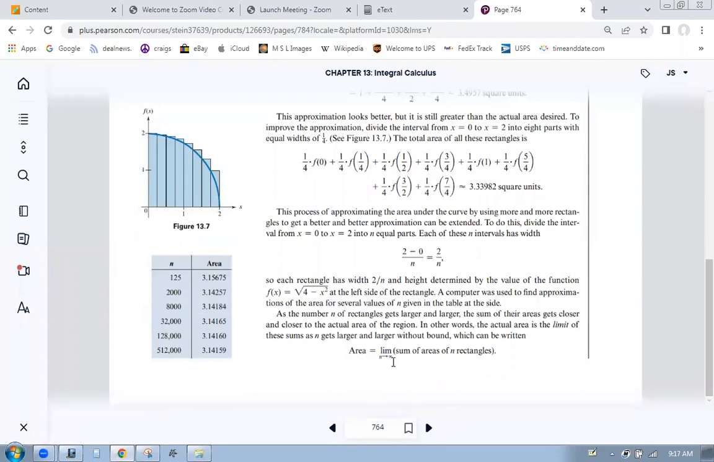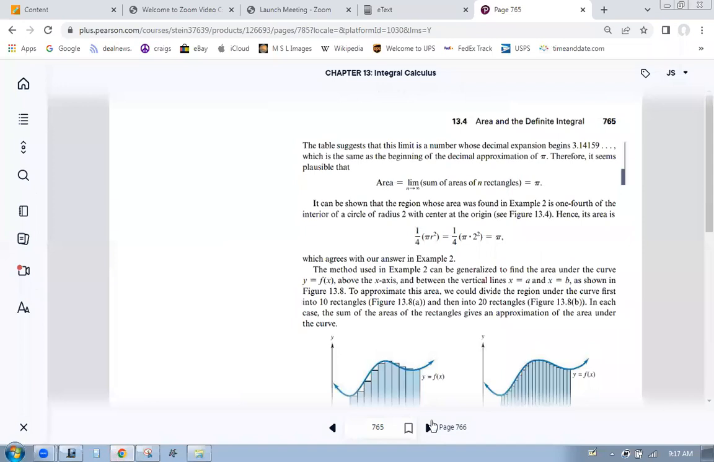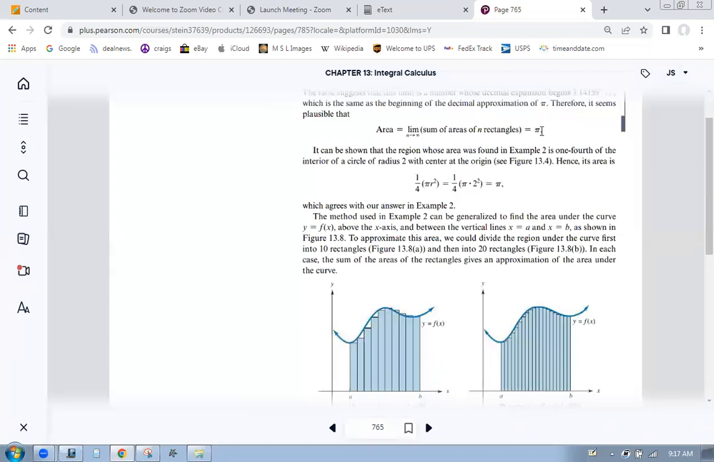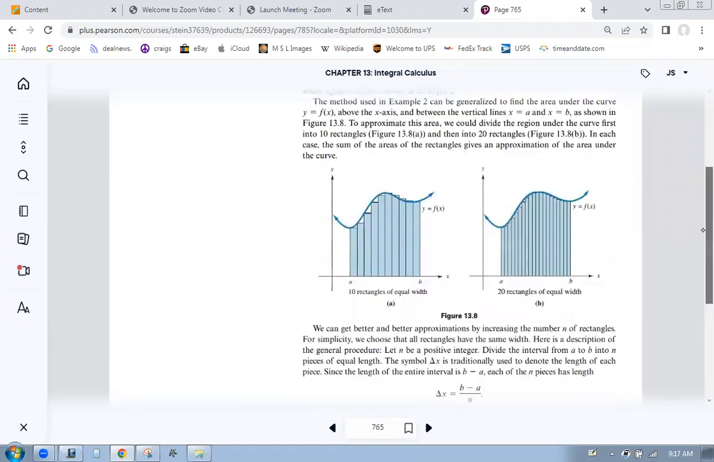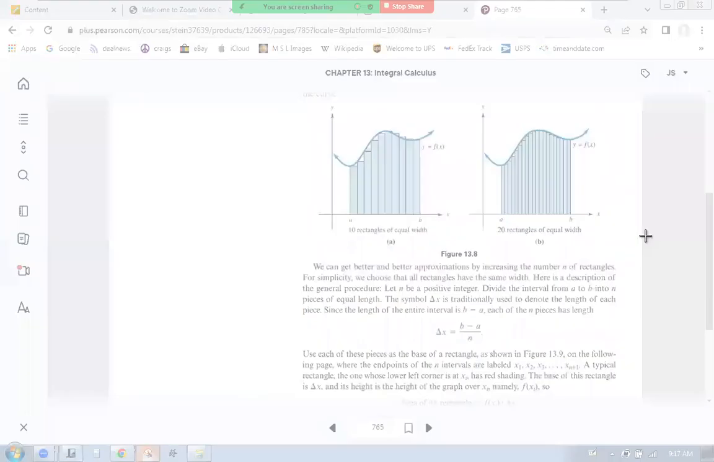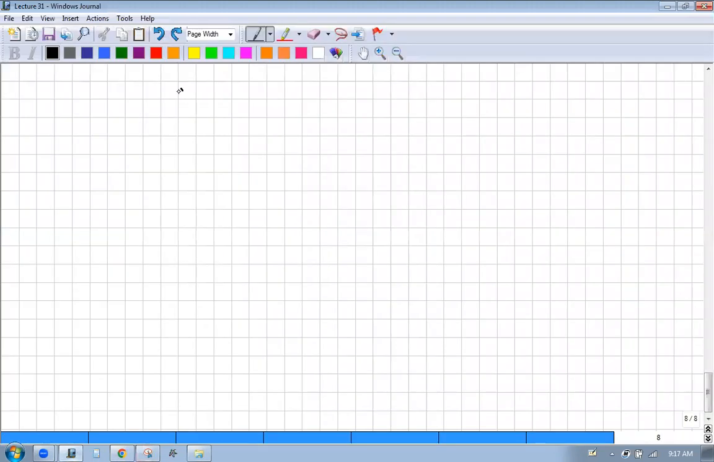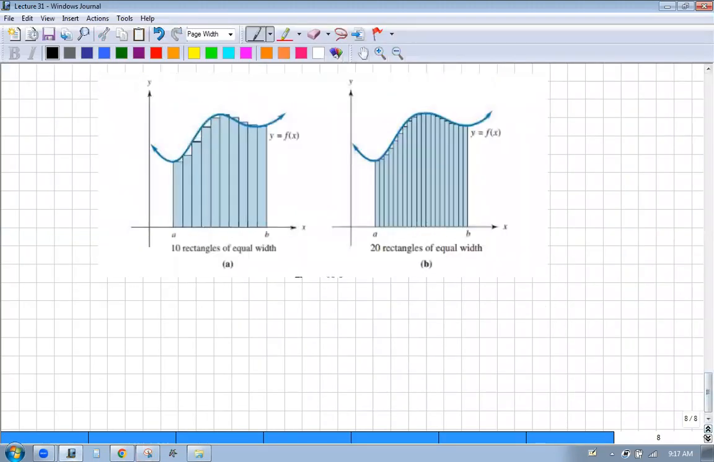Area equals the limit as n goes to infinity of the sum of the areas of n rectangles. Don't worry, once we get through this, it's just going to be algorithmic. Here's how you do the integral. This is just trying to convince you of the importance of it and what it means. And we're going to get pi. Or you could do it the quick way. Here's another picture, just to convince you that the more rectangles there are, the less error there is.